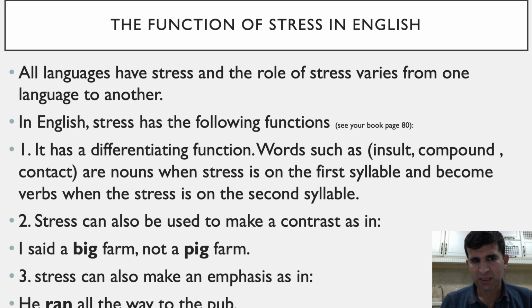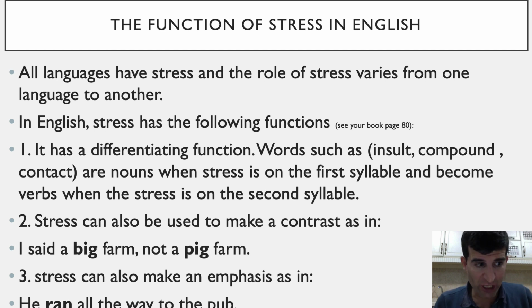But when we move the stress to the second syllable, that word becomes a verb. So, it's an insult to talk loudly inside the classroom. In that case, the word insult is a noun. When I pronounce the first syllable as the stressed syllable, I say, it's an insult. But if I say, don't insult your friend, in the second example, the second syllable of insult is stressed, and the word becomes a verb. Don't insult.